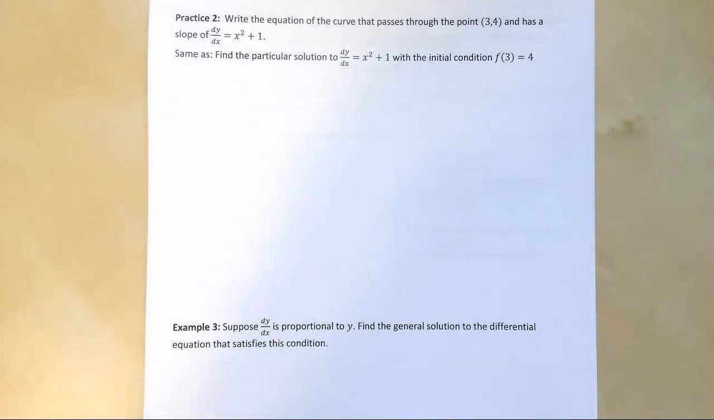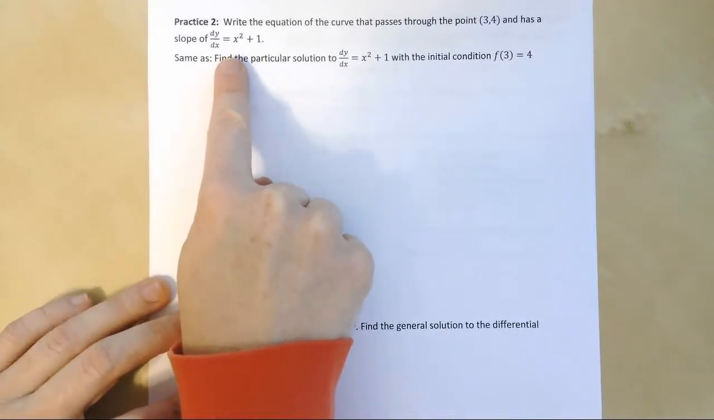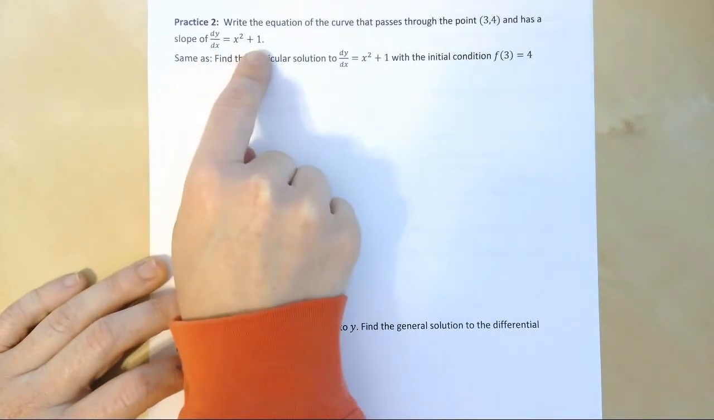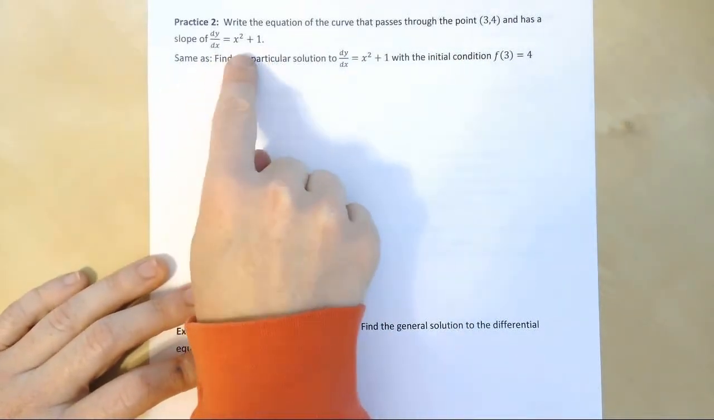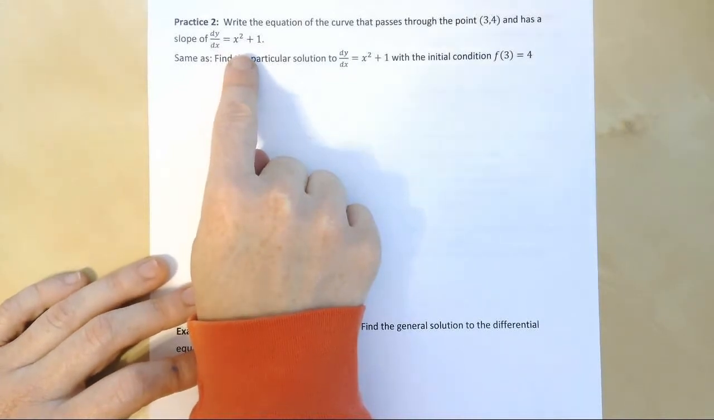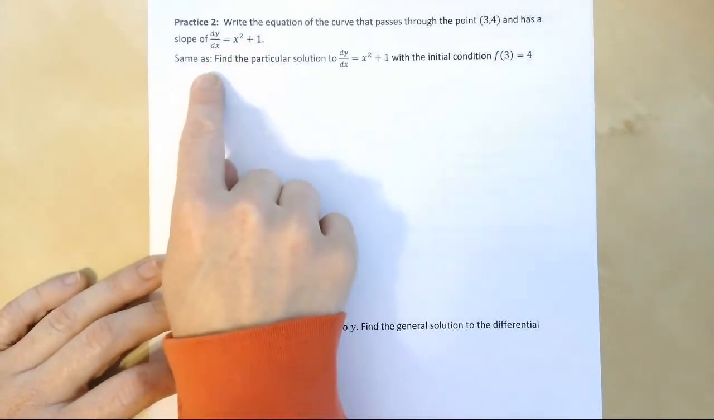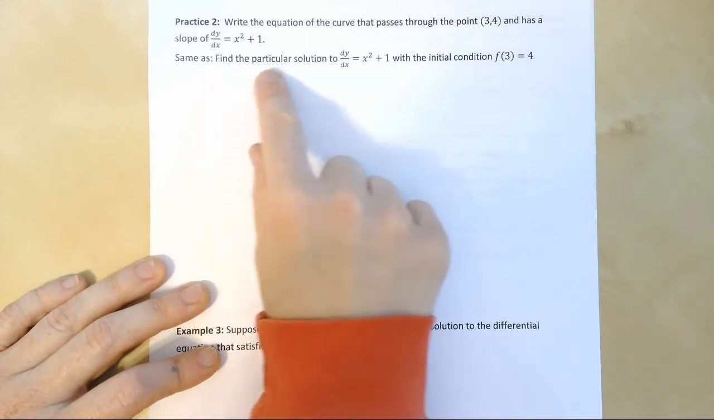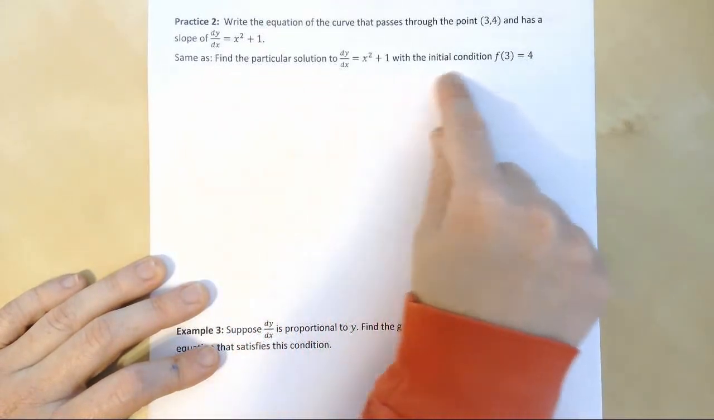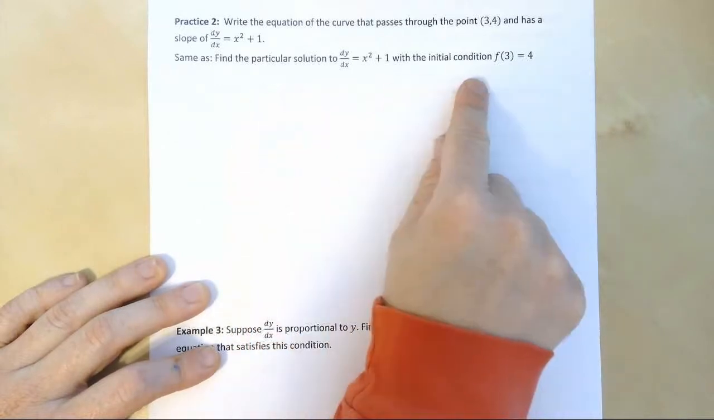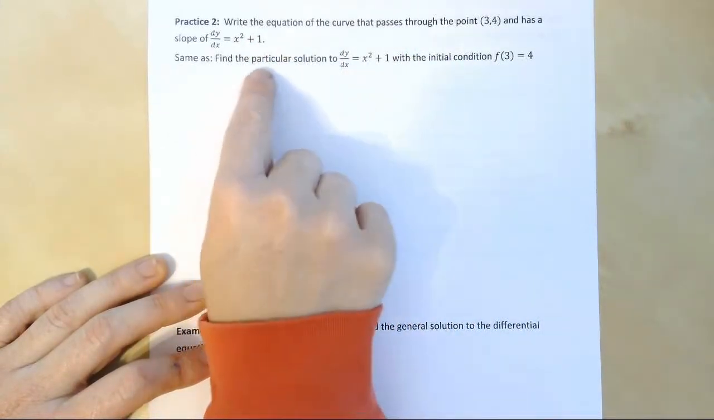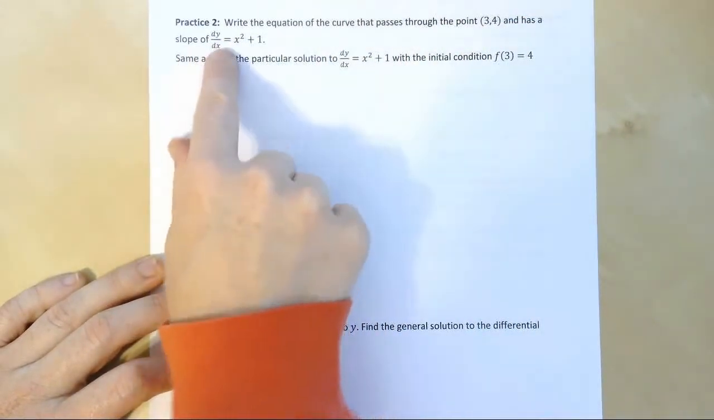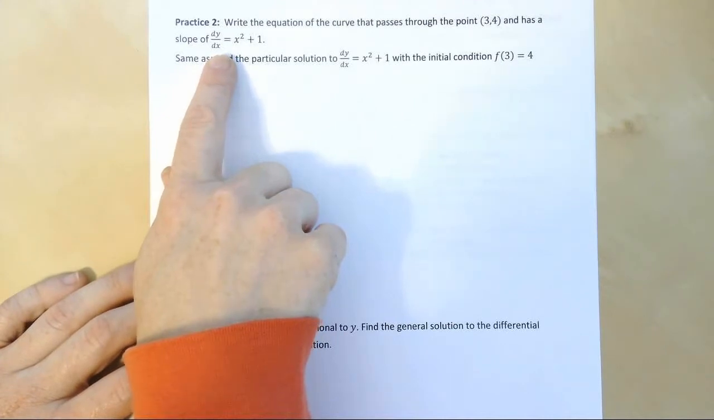So one thing I wanted to point out before you start is it says write the equation of the curve that passes through the point 3, 4 and has a slope of dy dx equals x squared plus 1. This does not look the same as the example problem we just did. This is actually different wording to say the same thing as the first problem that we did. Find the particular solution to dy dx equals x squared plus 1 with the initial condition f of 3 equals 4. This means the same thing as this. We're finding the equation that passes through the point and has the same slope as the differential equation. That's what the solution is.